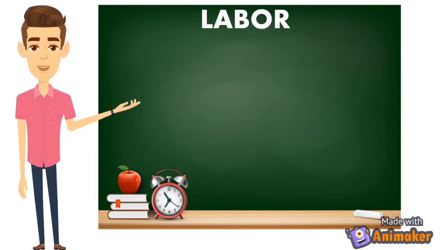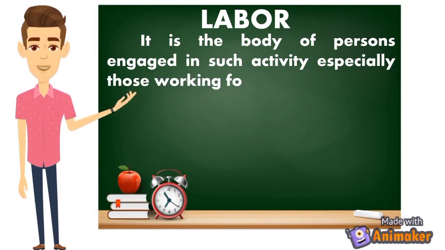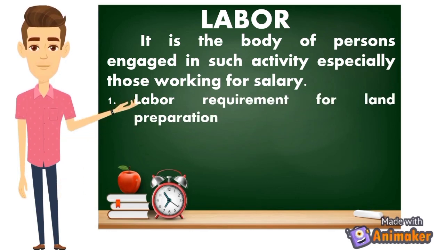Next, we also have labor. It is the body of persons engaged in such activity, especially those working for a salary. So when we say labor, ito yung mga activities na ginagawa sa farm or garden. Ano ba yung mga activities na ginagawa sa farm or sa garden? So these are the activities. So first one, labor requirement for land preparation. So we have different labor requirement in land preparation. So first thing in farming or gardening, of course, we need to prepare the land. So what are the labor requirements we need for land preparation?